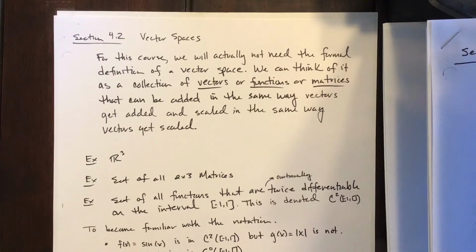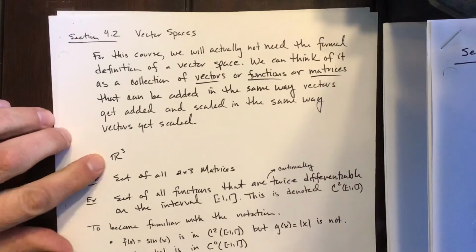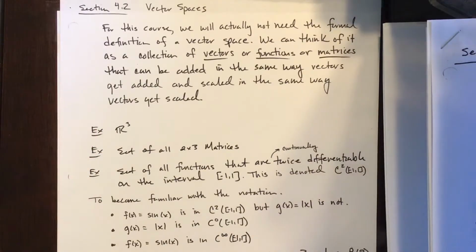Now, that's not a definitive definition, but in this class, I don't think to be successful we need a complete definition of what a vector space is. Just know that they're vectors, functions, or matrices that get added and scaled like vectors. So an example we looked at last video is R3. Okay, we described that R3 was the set of all vectors with three components with real number elements or components.